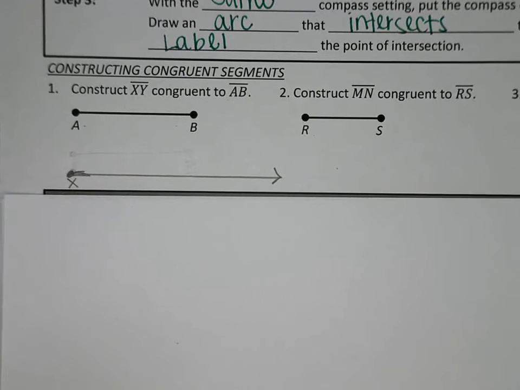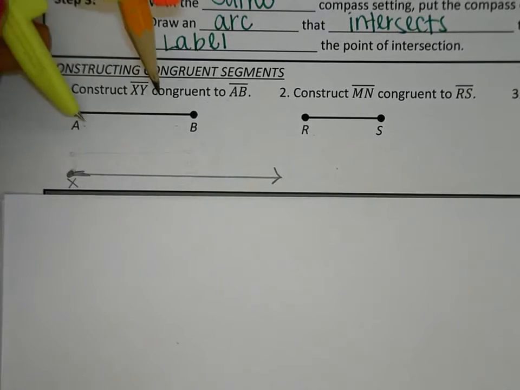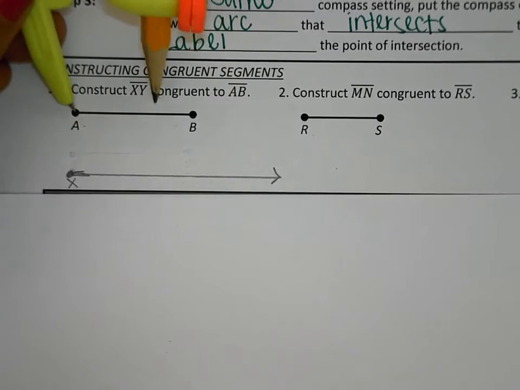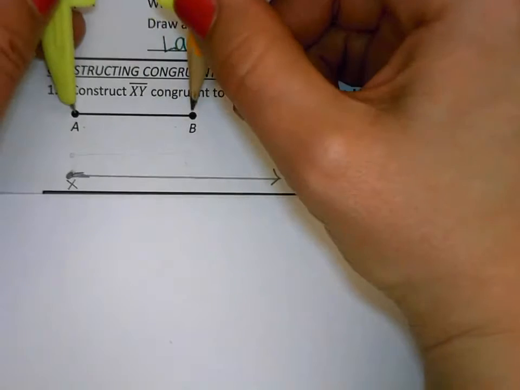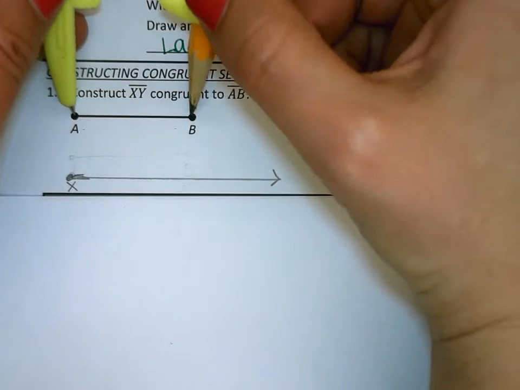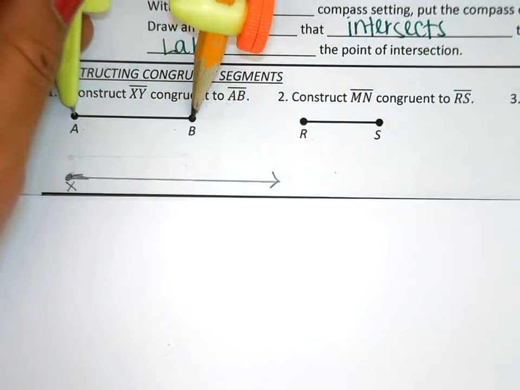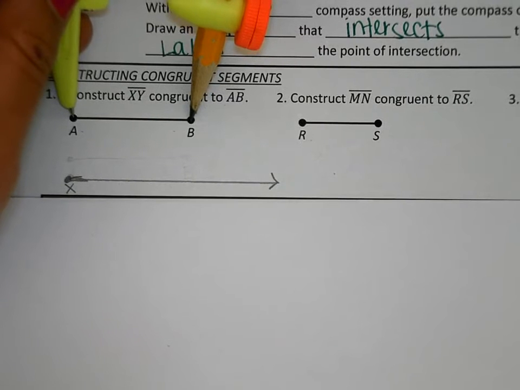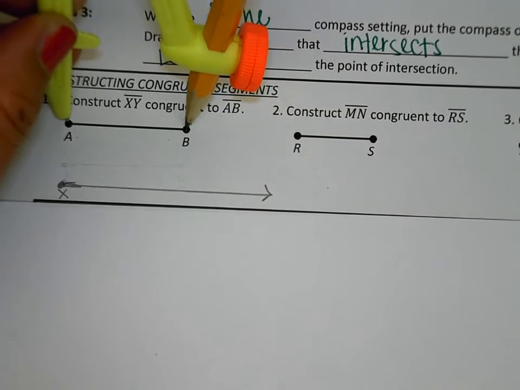Okay? Is everybody with me so far? Yeah? Okay, get out your compass. You're going to put the tip of your compass on point A, and you're going to open it so the pencil touches point B. Okay? So just like that. You put the tip of your compass on point A, open it far enough so that the pencil touches point B.